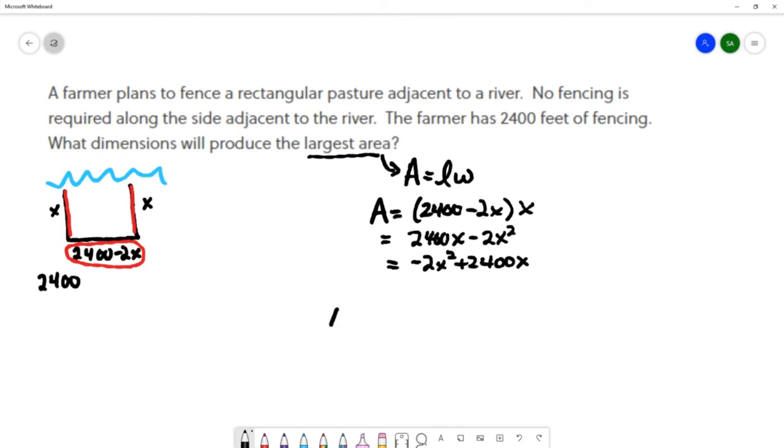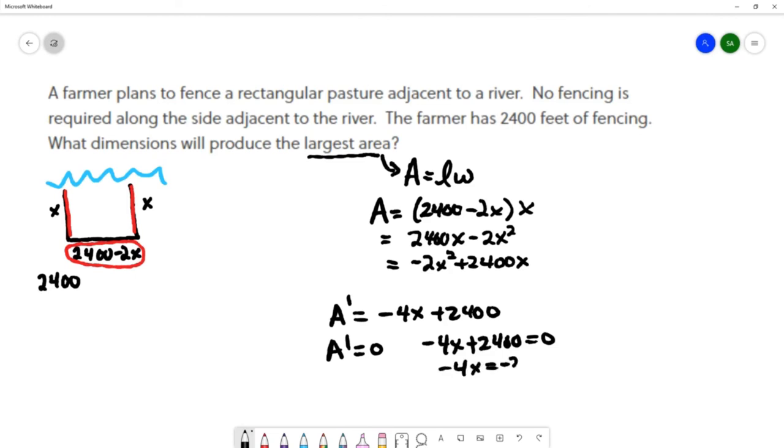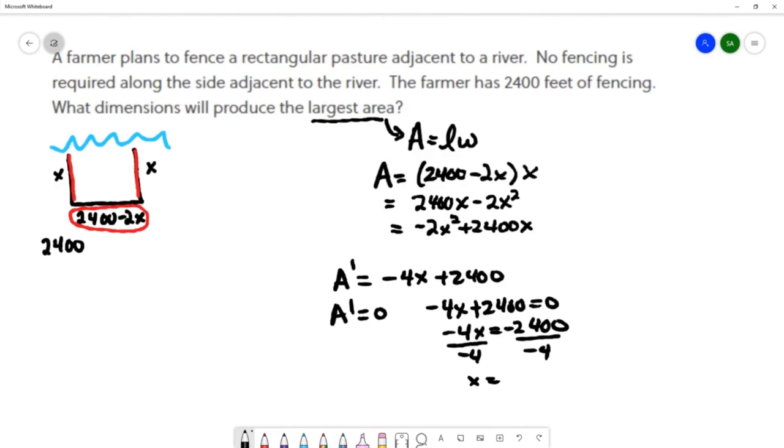So to optimize it, we're going to first look for critical numbers. So we need the derivative. The derivative is negative 4x plus 2,400. We want to know where the derivative is equal to 0. So we have negative 4x plus 2,400 equal to 0. Negative 4x equals negative 2,400. Divide by negative 4. And we have x equals 600. So this is our critical number.